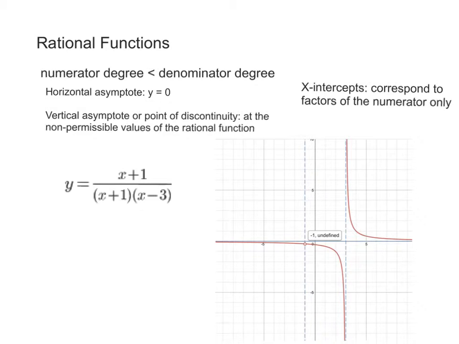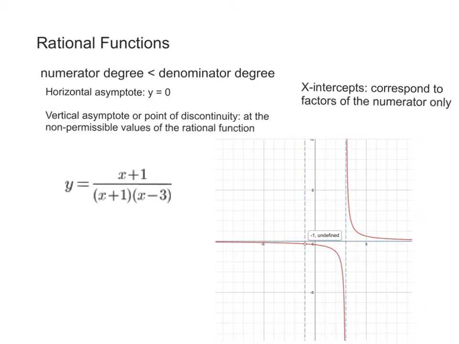And what you find out is that they all have a horizontal asymptote at y equals 0. So anytime that the degree on the top is smaller than the degree on the bottom, like an x over an x squared or an x squared over an x cubed, you'll have a horizontal asymptote at y equals 0.